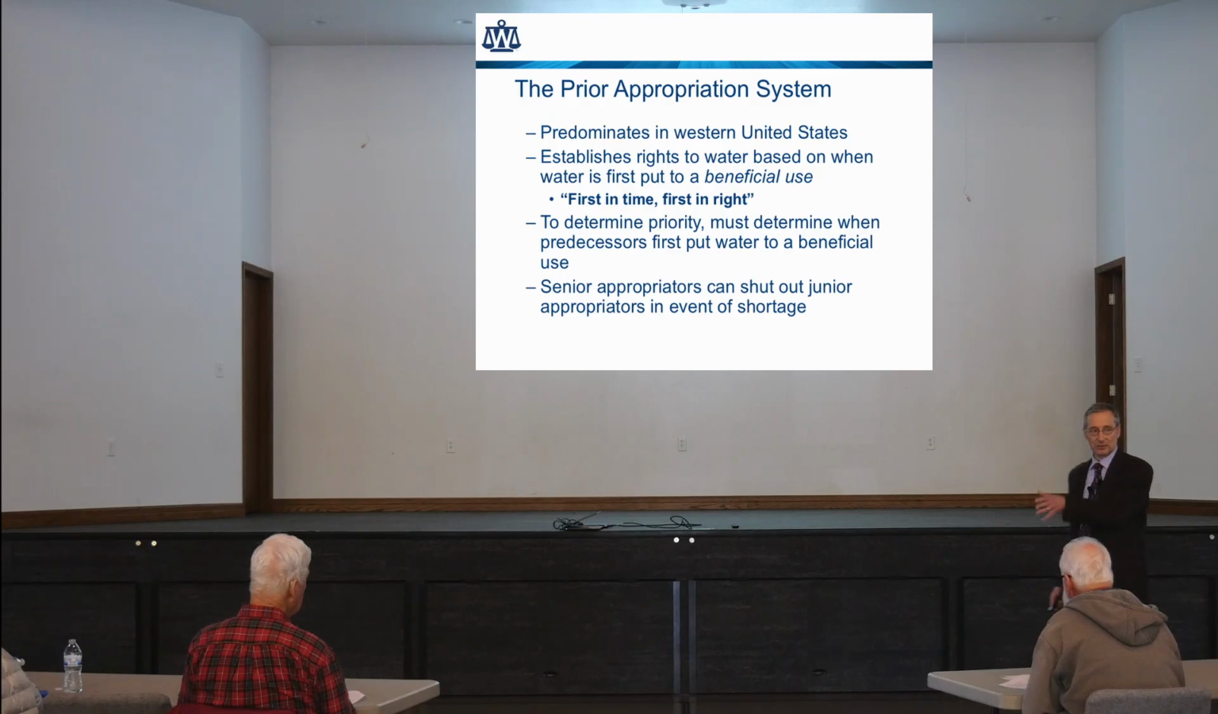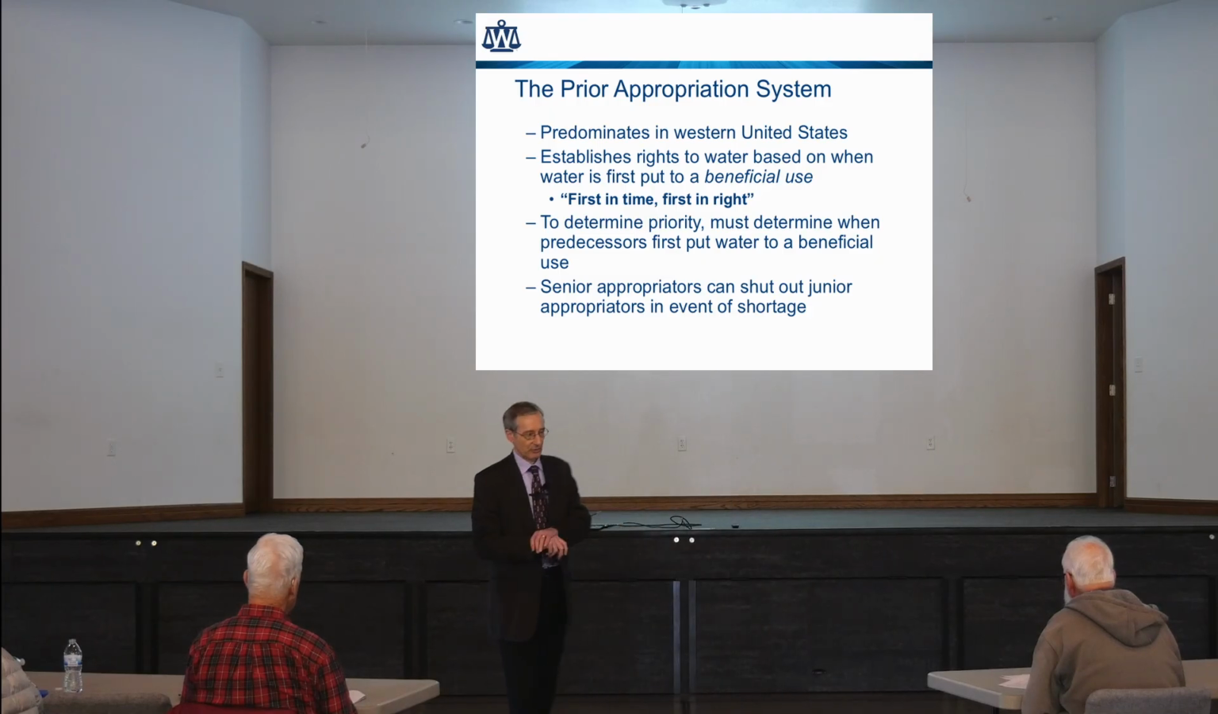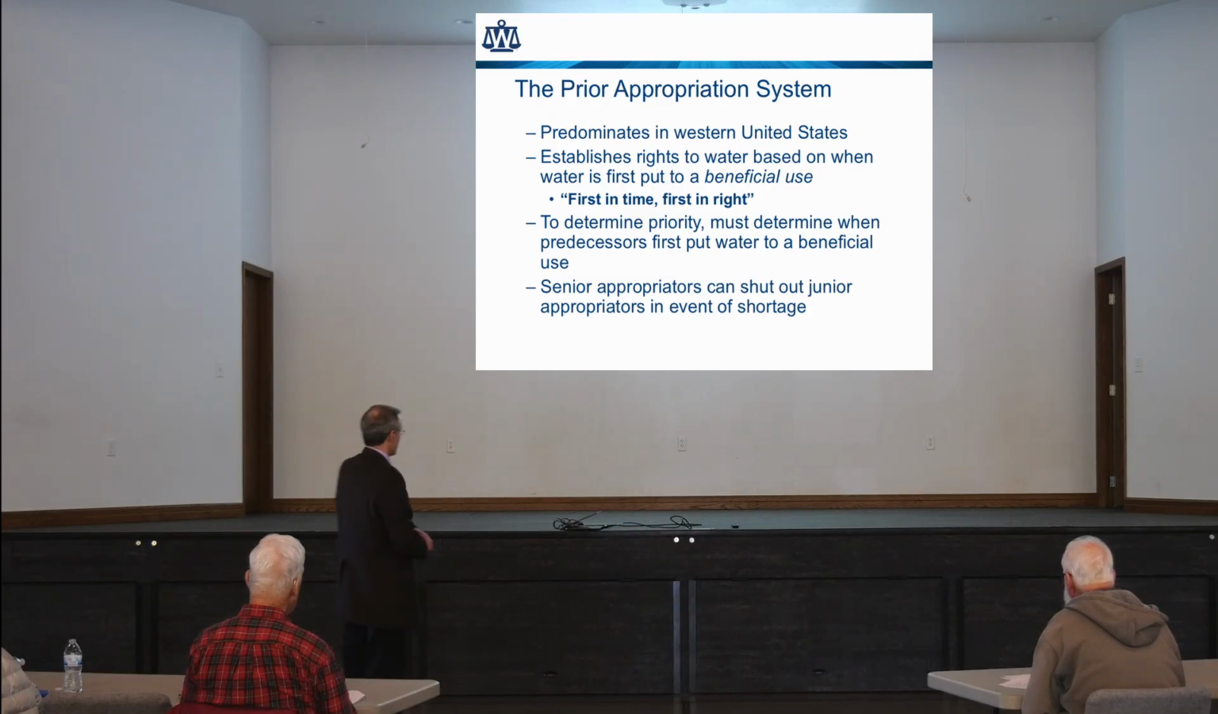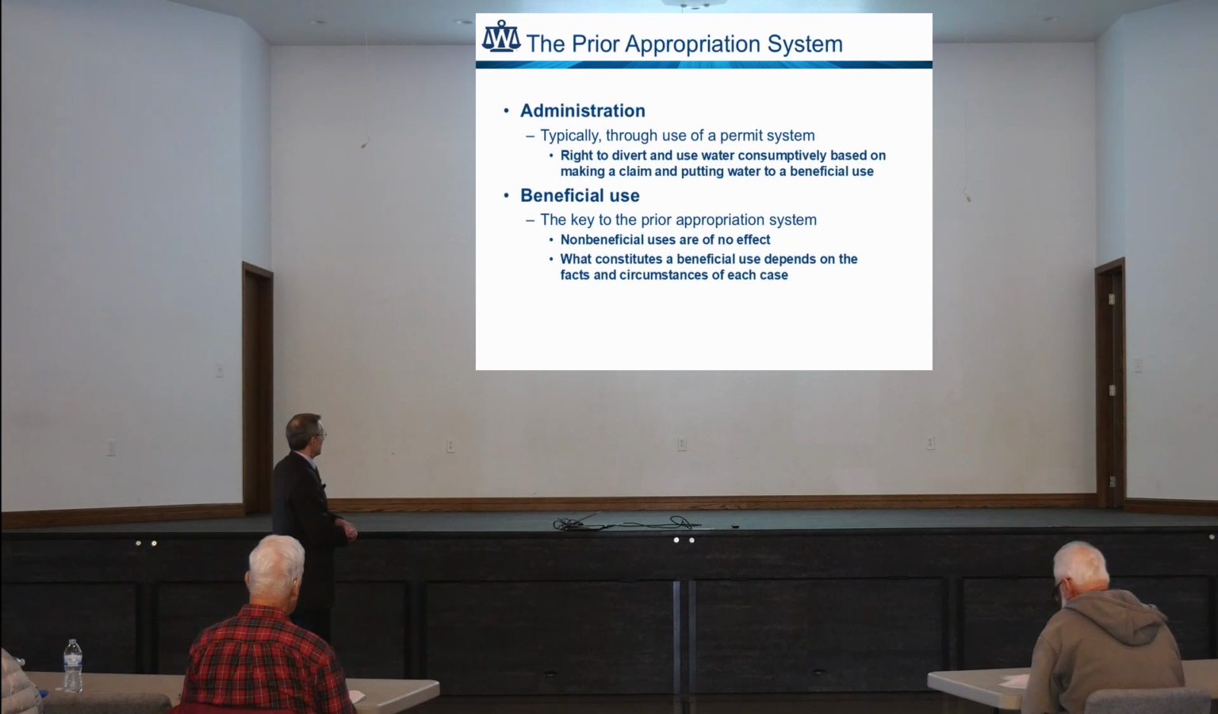If I'm not using the water for conservation reasons, I didn't need to because maybe there was plenty of rainfall that year, you won't lose your right. And that's part of Kansas law too. But senior appropriators can shut out junior appropriators in the event of shortage. The system is typically administered through a permit system.